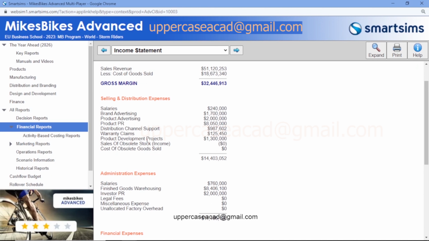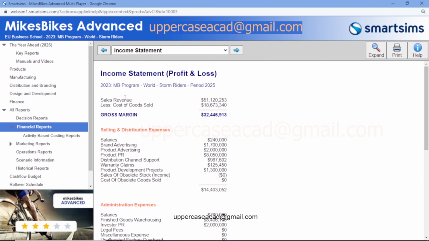And to start us off, I'll start with the income statement, because in this video I'm giving you tips on the MikesBikes business simulation. So to start us off, we have the income statement. This is a financial statement that shows you the company's income and expenditure. The income statement also shows whether your company is making a profit or loss in a given period of time.